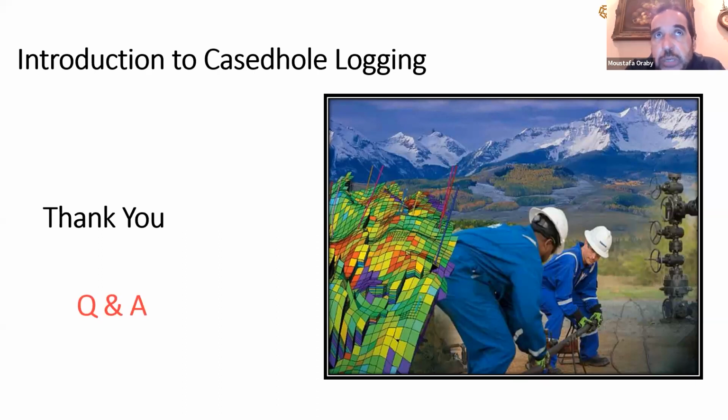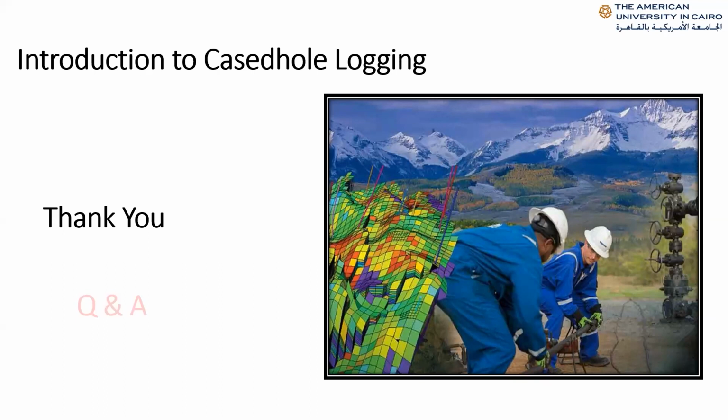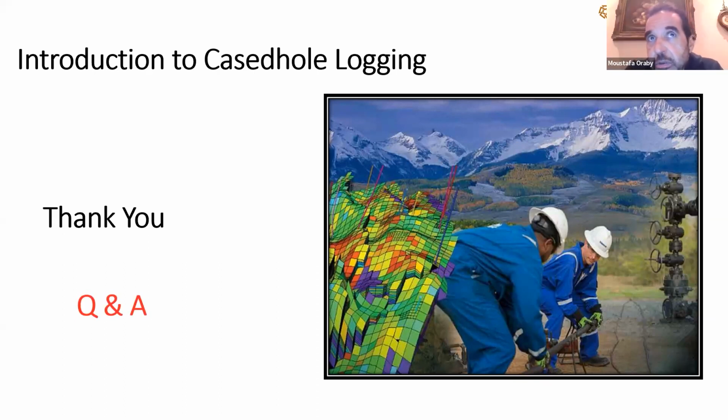So we don't actually get good responses behind the casing collar because of the multiple iron components in there. You will see an indication of the casing collar, but the situation of the cement behind the casing collar is something you are not going to be able to see 100%.